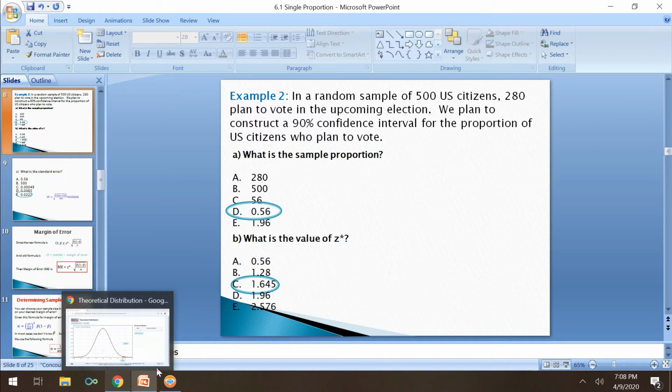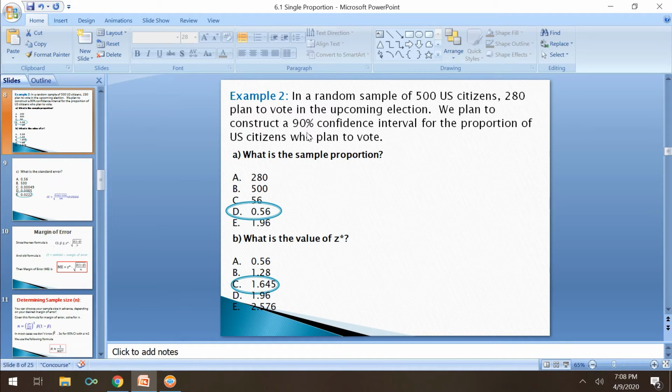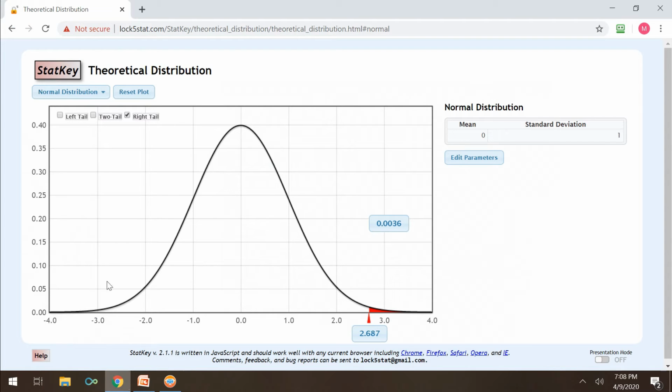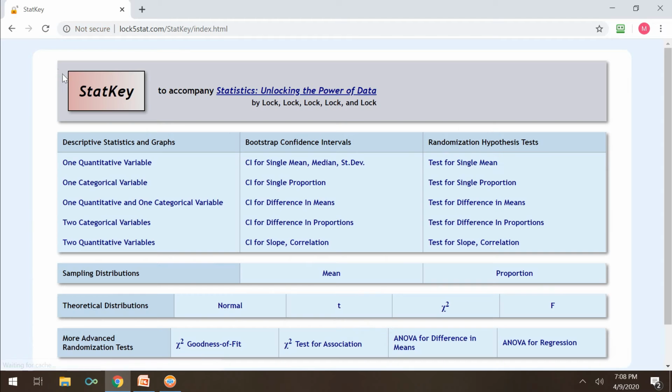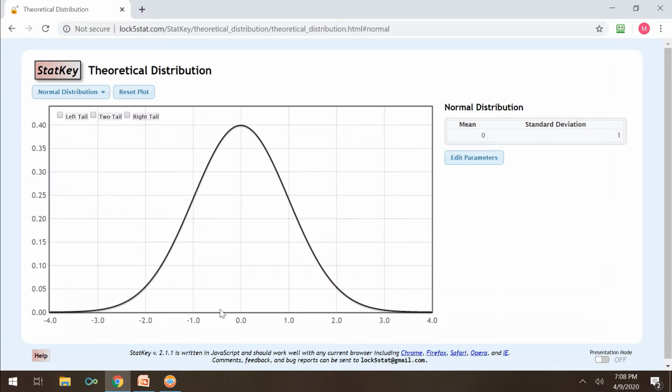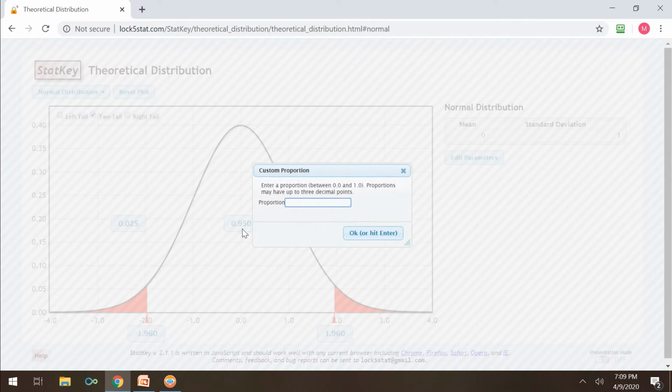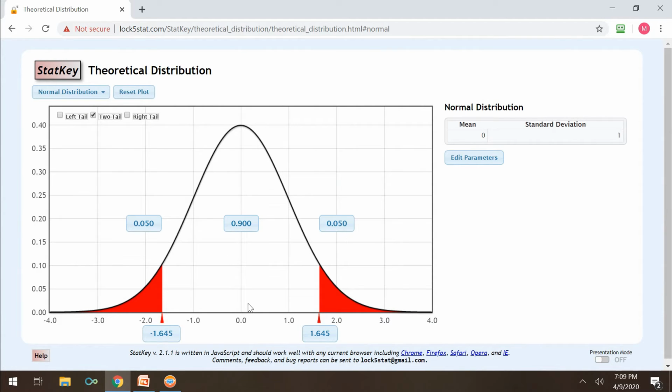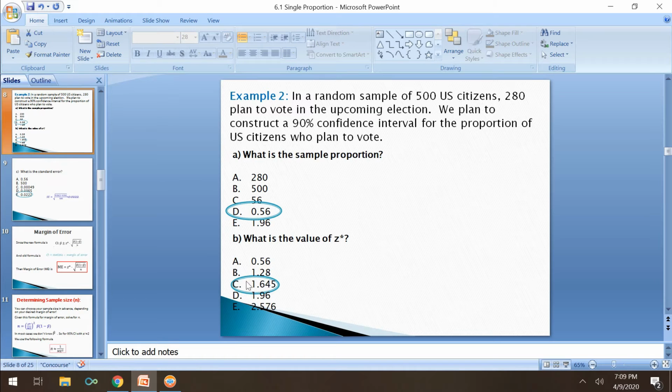Let's say you forgot what is the z-star that belongs to 90% confidence interval. What you need to do is go to StatKey, go to normal, keep it 0 and 1, click two-tail, and enter the percentage of the confidence interval, 0.90. Once you do that, these values down there are the z-star. So the z-star will be 1.645. And that was our answer for B.